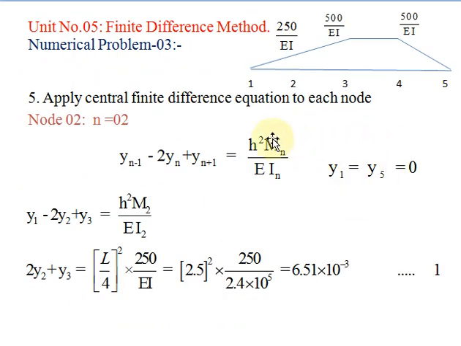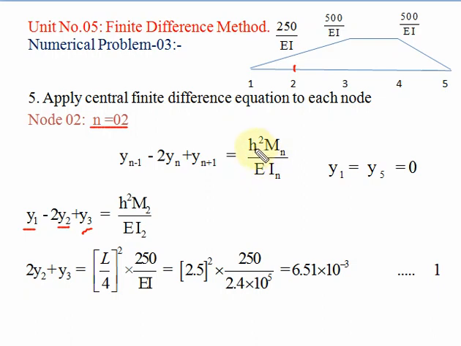Now applying for node number 2, the value of n will be equal to 2, because we are applying the equation for node number 2. So y(n-1), 2 minus 1, will be y1, minus 2y2, plus 2 plus 1, which is 3, so y3, equals h square M(n) upon EI(n).